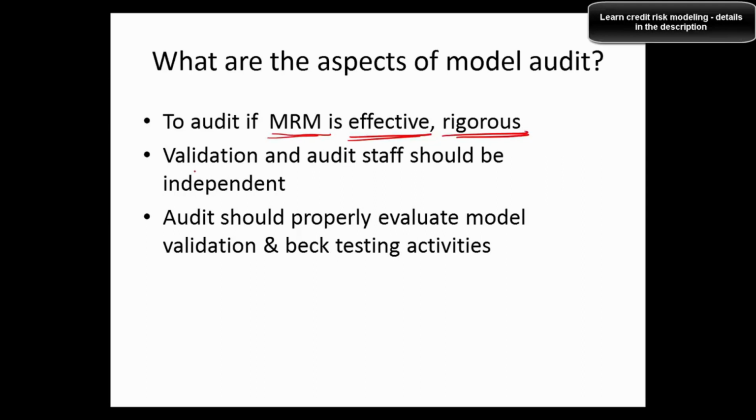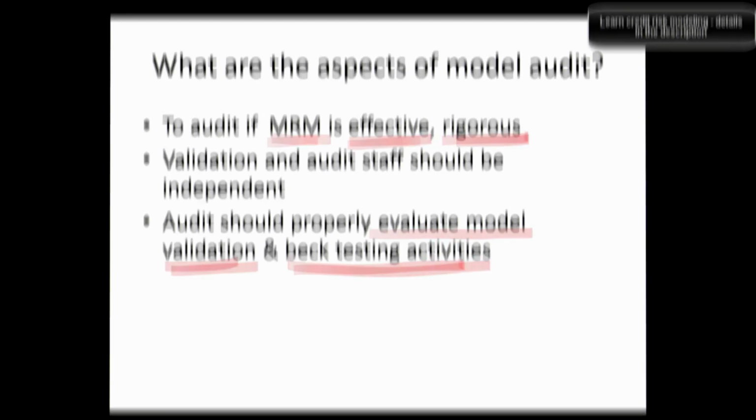Again, like validation and development teams should be independent, similarly, validation and audit staff should also be independent. Audit should properly evaluate models, validation and backtesting. Validators or MRM people validate the work of model developers. Model auditors evaluate the work of model validators and backtesters.